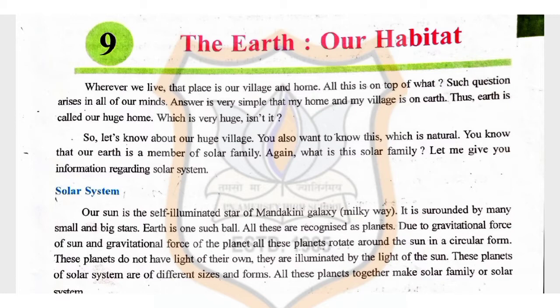Wherever we live, that place is our village and home. All this is on top of what? Such a question arises in all of our minds. The answer is very simple: my home and my village are on earth. Thus, earth is called our huge home, which is very huge, isn't it?